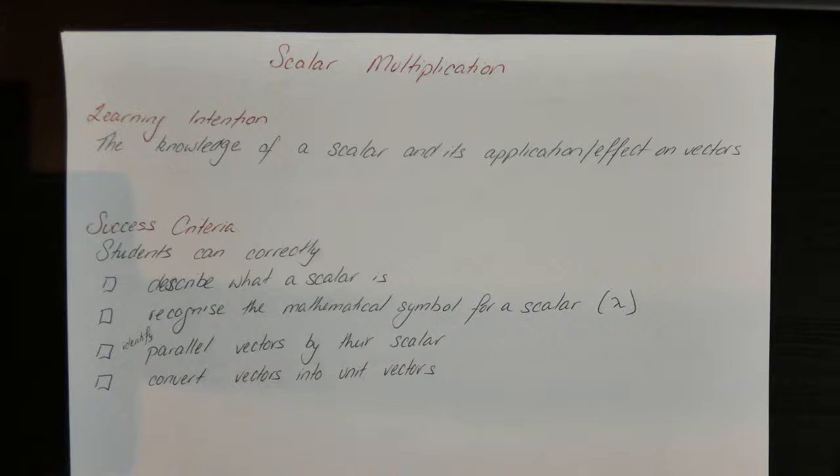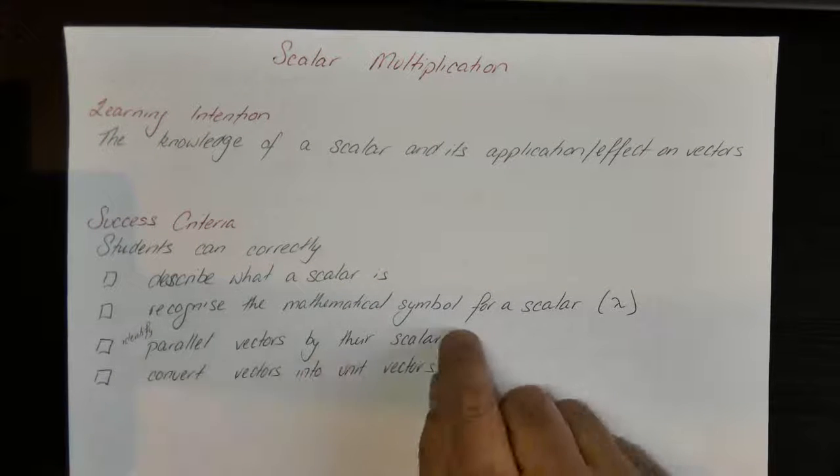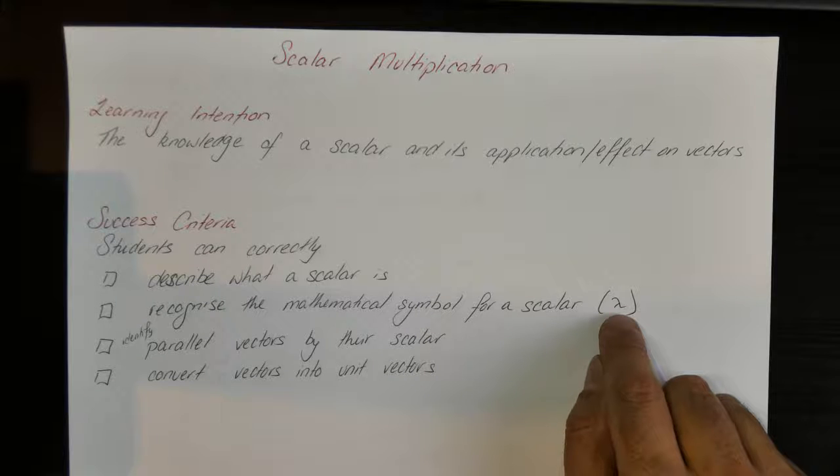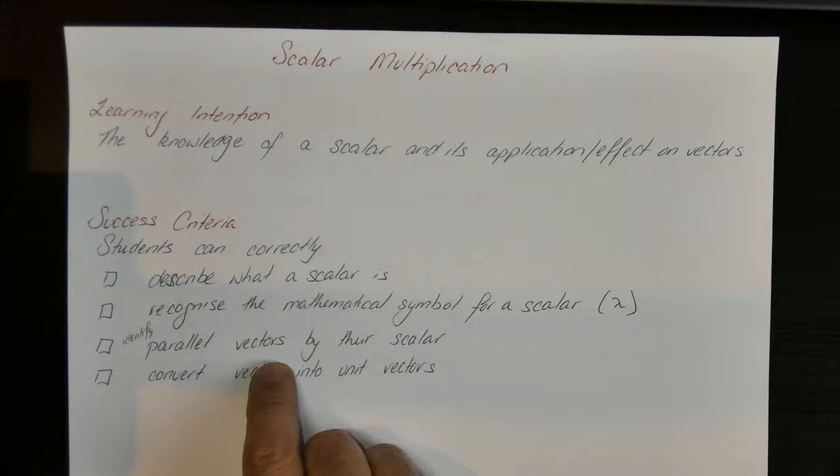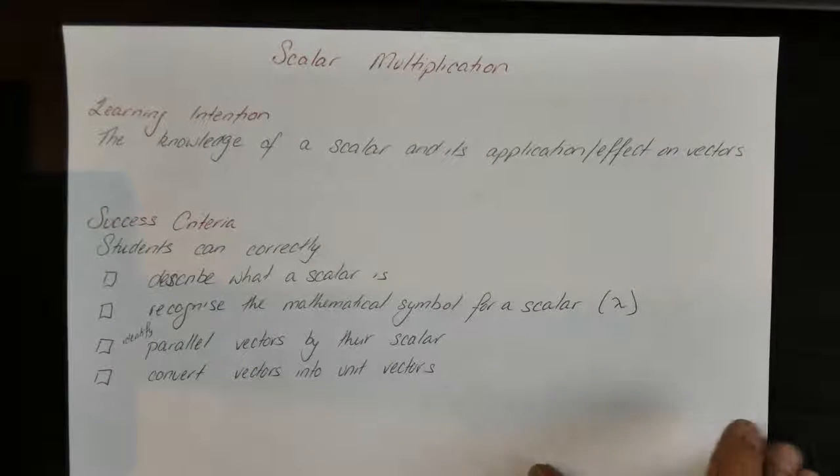Alright, so today we're looking at the scalar multiplication involving vectors. So the learning intention is to gain the knowledge of a scalar and its application or effect on vectors. So students will be successful if they can correctly describe what a scalar is, recognize the mathematical symbol for a scalar, and that's the Greek symbol lambda, identify parallel vectors by their scalar, and convert vectors into unit vectors.